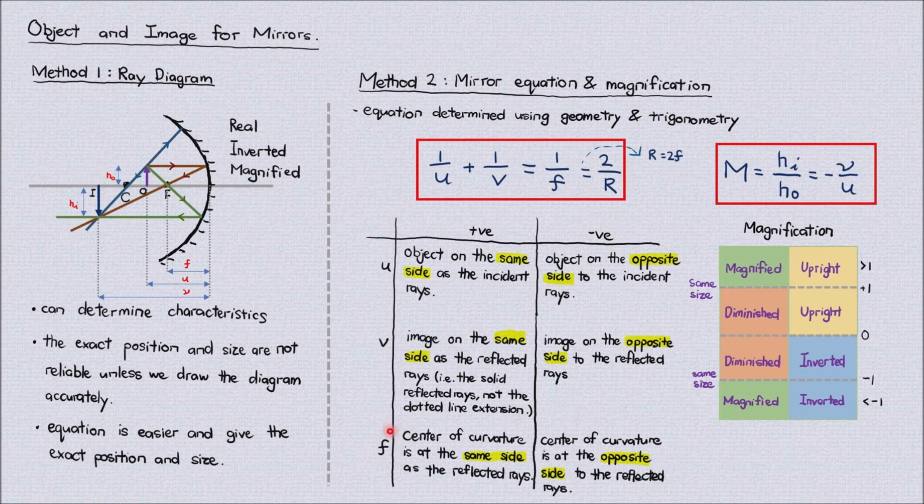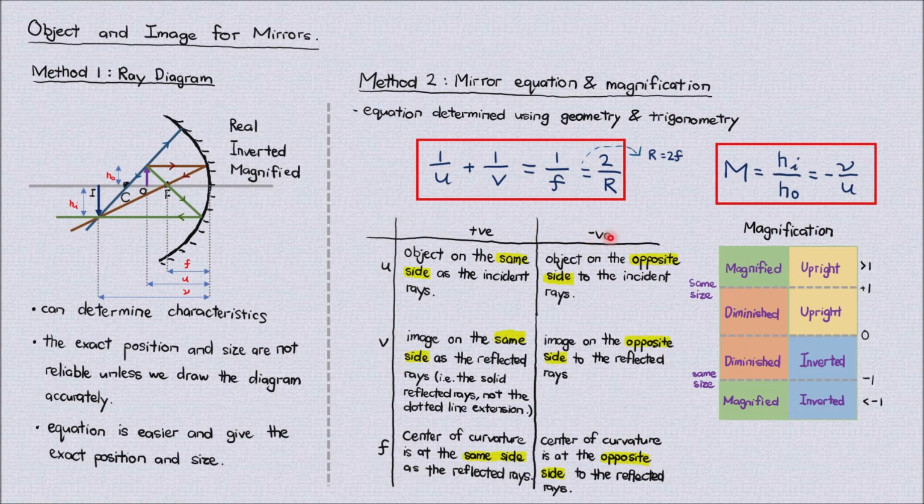But I still teach you this method because this method is general. Later when you move on to lenses, you don't need to remember another system. You just need to know that if the reflected ray is on the same side as the center of curvature, positive. Opposite side, negative. So this system is general, and I hope you really can record it in your mind. Okay, so that's how you determine whether u, v, and f should be positive or negative.